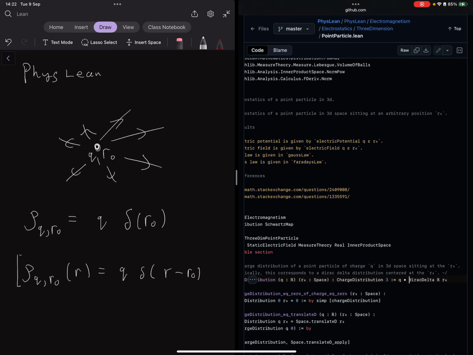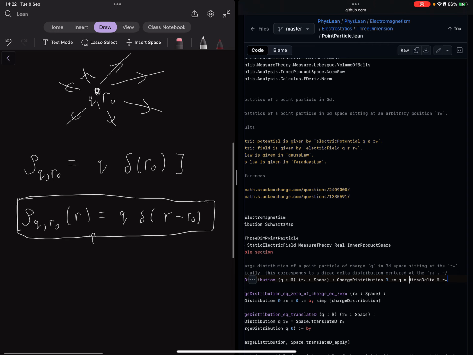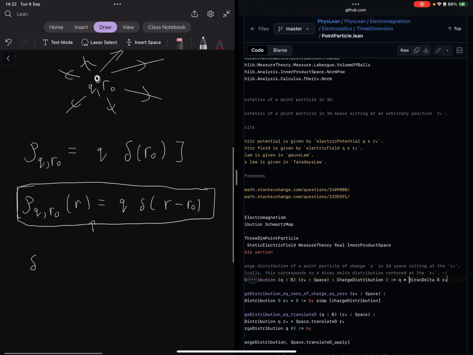I'm going to put that in a box, basically because this is not really mathematically correct. This lower statement is not mathematically correct. And the reason behind this is that delta is a distribution, not a function.